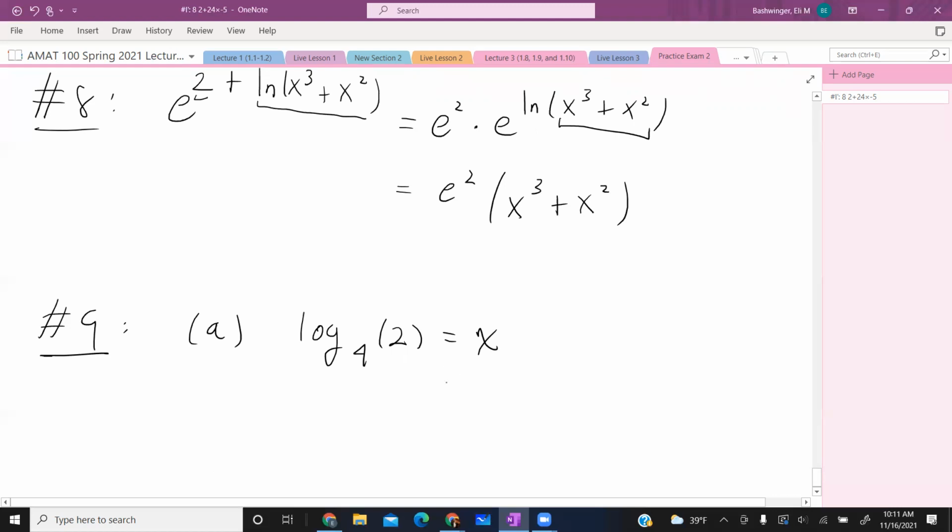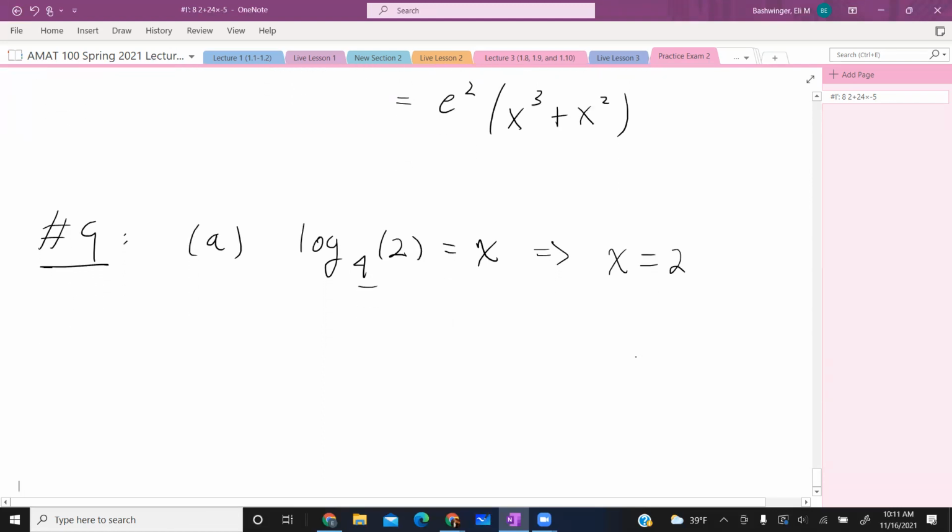It's basically the power. So in this case, log base 4 of 2 is the power you need to raise 4 to, to get to the number 2. And in that case, that'll just imply that. But if you don't remember the definition exactly, but you remember that exponential and logarithmic functions are inverses, you can exponentiate both sides.